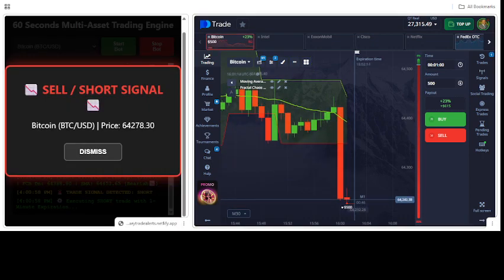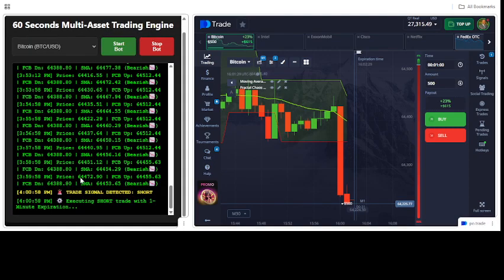Okay, so I just received another sell alert here for Bitcoin. So I went ahead and took a sell trade here. We see the alert on the screen here. In addition to that, there was a sound alert that I heard. That's why I went to my screen and took the trade. Also here we're seeing the trade signal detected short. And also we're seeing here there's a bearish trend which aligns with the short that we took here. All right, so let's monitor this trade.